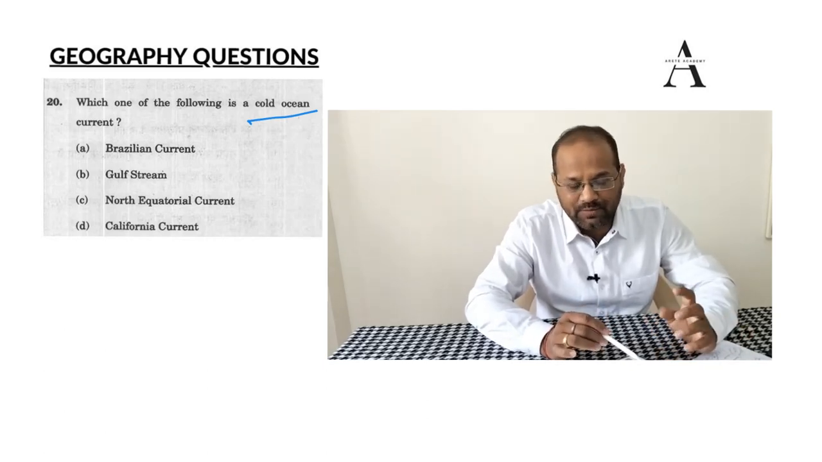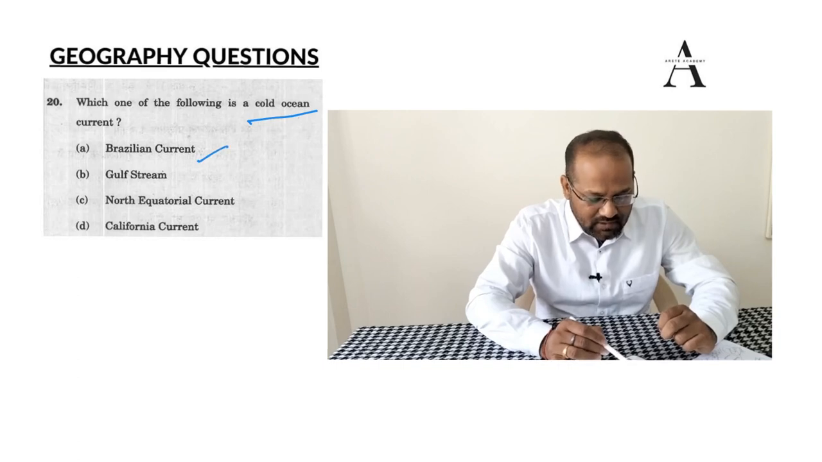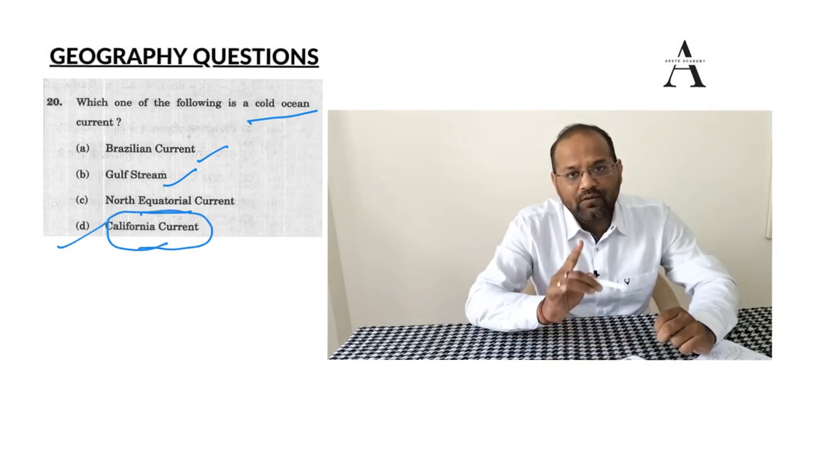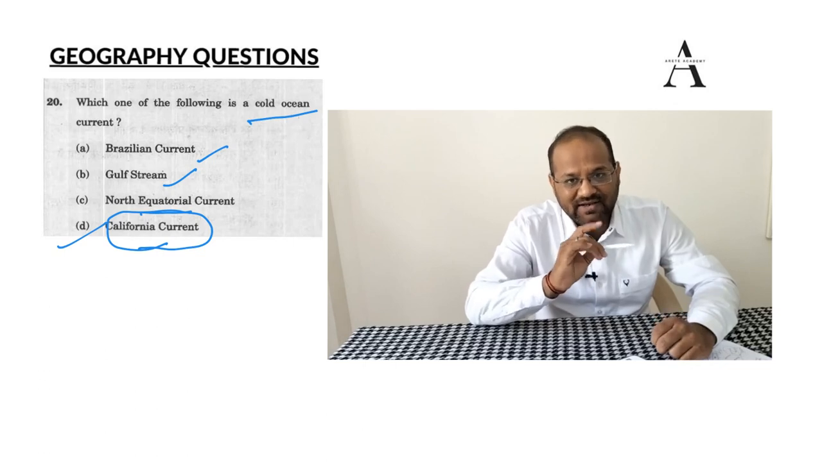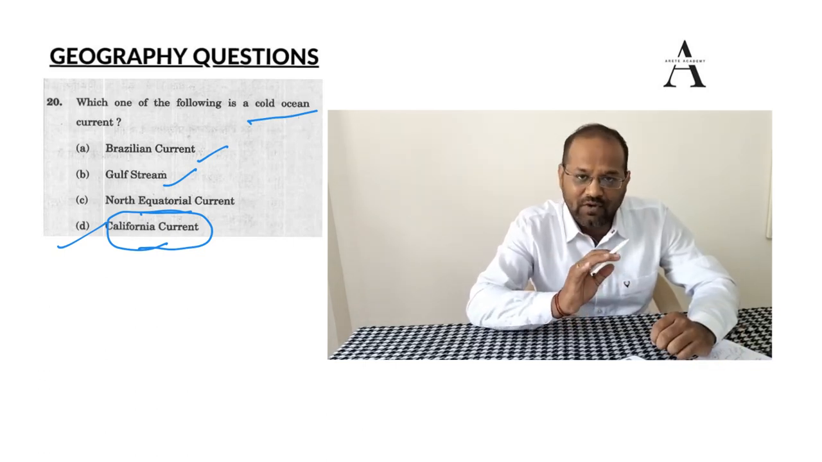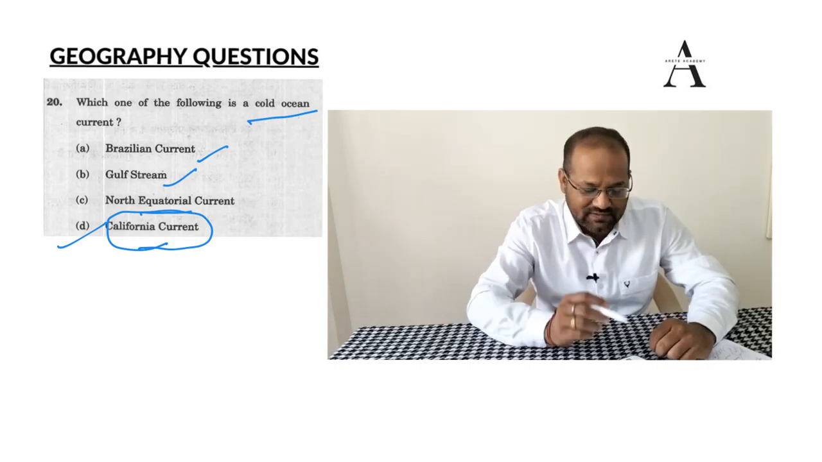Now they have given us four options: A. Brazilian current, B. Gulf Stream, C. North Equatorial current, and D. Californian current. So the answer is D. Californian current. If you have read NCERTs and if you have practiced Atlas, the location, the physical features and the political features, you can easily mark this answer.